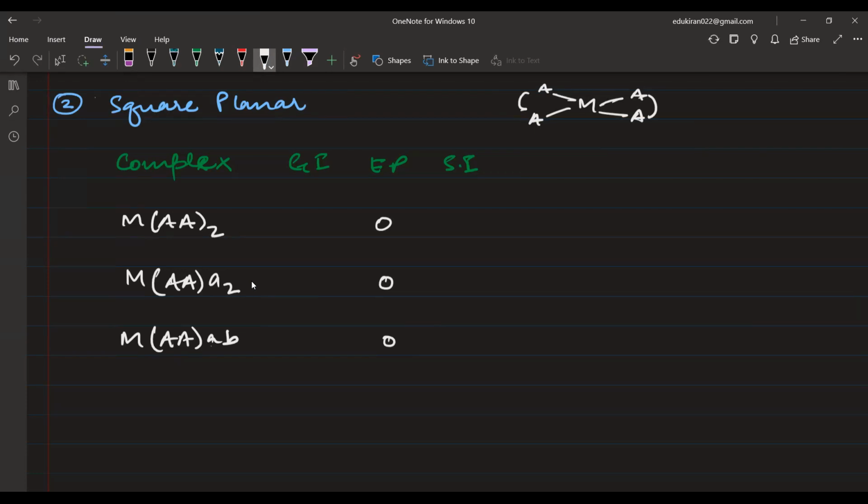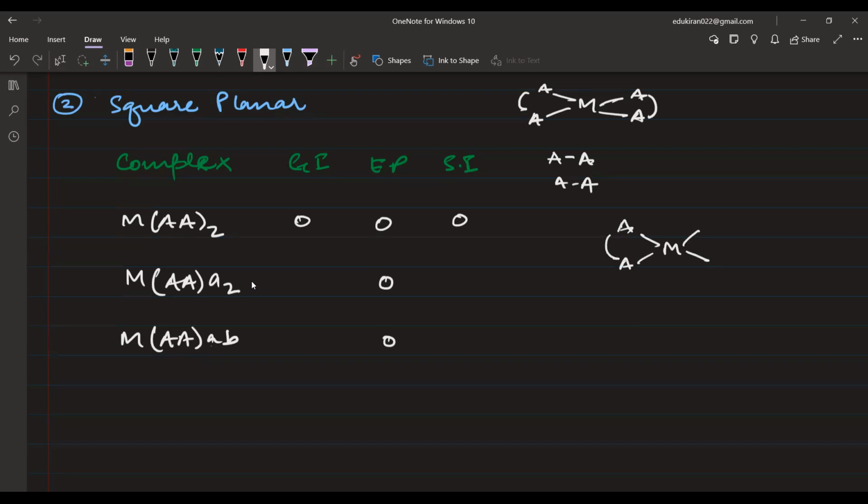And we know that interchanging the same type of ligand does not give any geometric isomers. So no matter what you do, you will always have A trans to A and A trans to A. That is not going to change in the first case. The geometric isomers would be 0, so stereoisomers will also be 0. Now in the next case, we have metal.